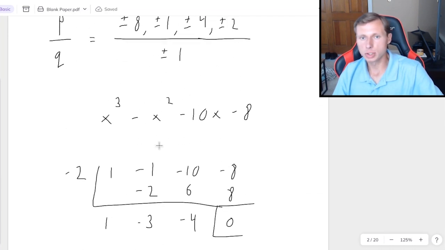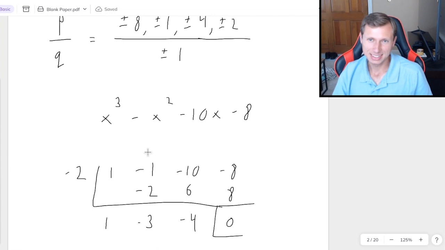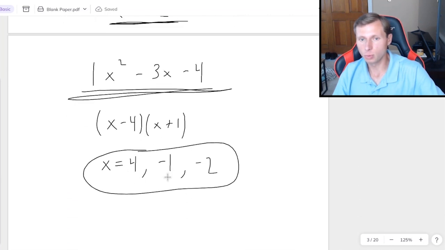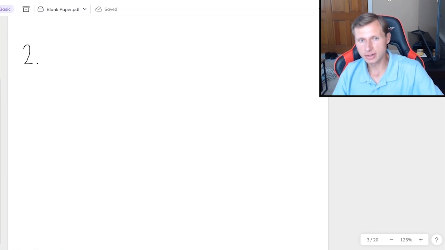But remember where my original problem was with the x cubed? I can't factor that. So I had to use the rational root theorem to find the first one, which could have been -2 or +4 or -1 would have worked as well, any of those three. And so now let's do another example.